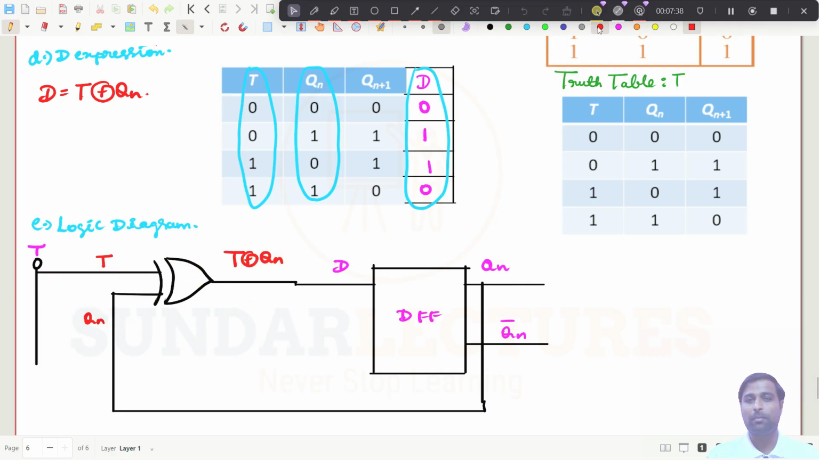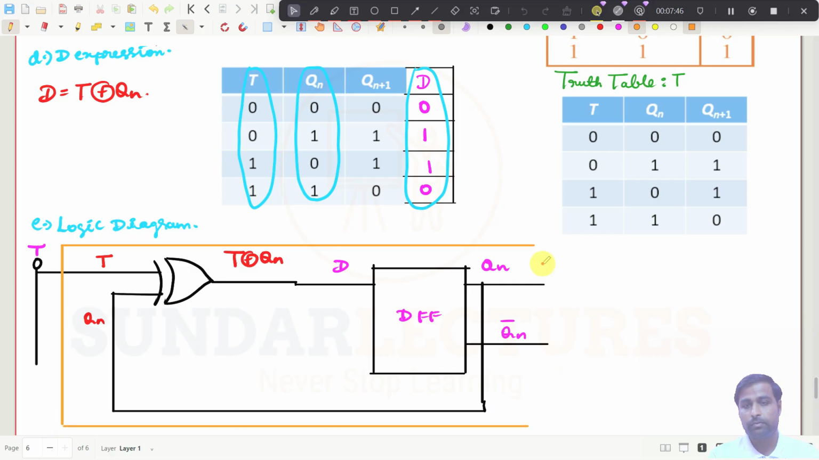So what is the point here? What is this circuit now? It is a T flip flop, right? Inside that we have a D flip flop, but it is working as a T flip flop simply. Right? So this is the conversion.